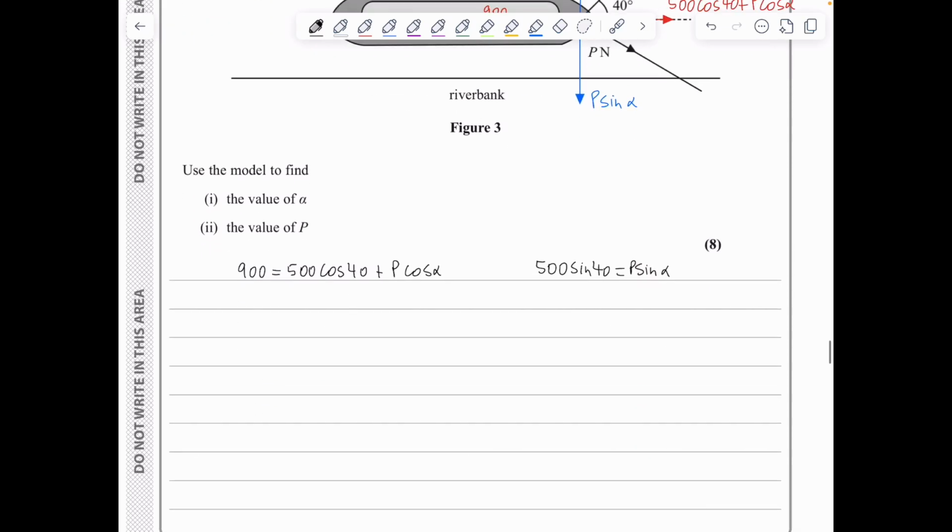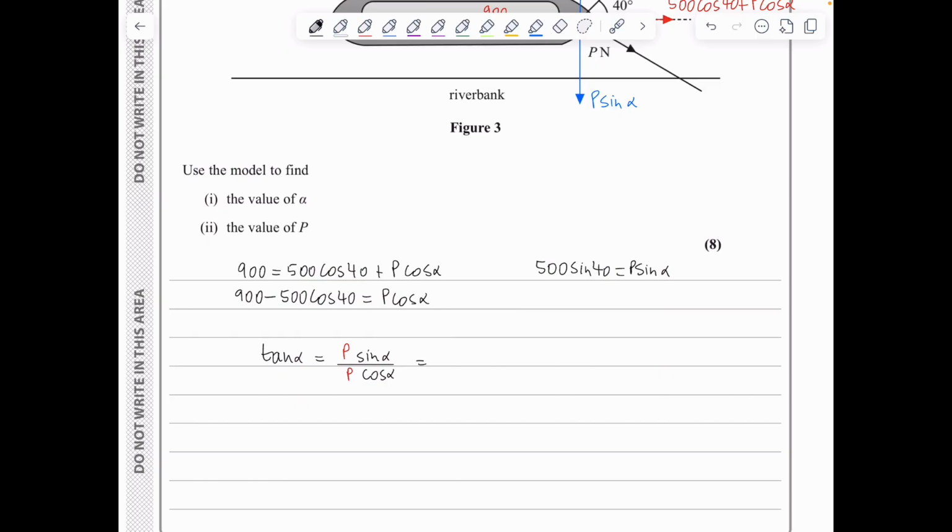Well, from the first equation I will isolate P cos alpha, so we're looking at 900 minus 500 cos 40 being equal to P cos alpha. And then if we consider tan alpha, this is equal to sine alpha over cos alpha, and would be just great if there was a P here and a P here. So P sine alpha over P cos alpha corresponds exactly to the expressions we just obtained.